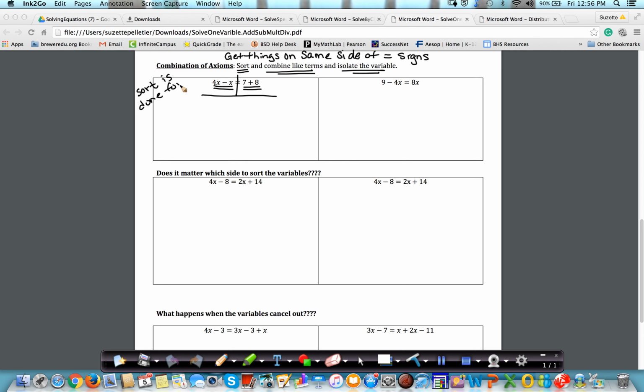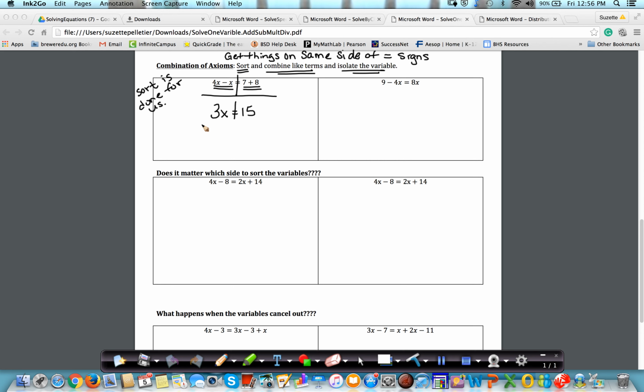Okay? The sorting is done for us. So we're just going to start combining. So 4x minus 1x is 3x, and 7 plus 8 is 15. And now I'm down to a one variable equation that we just talked about in the last examples.